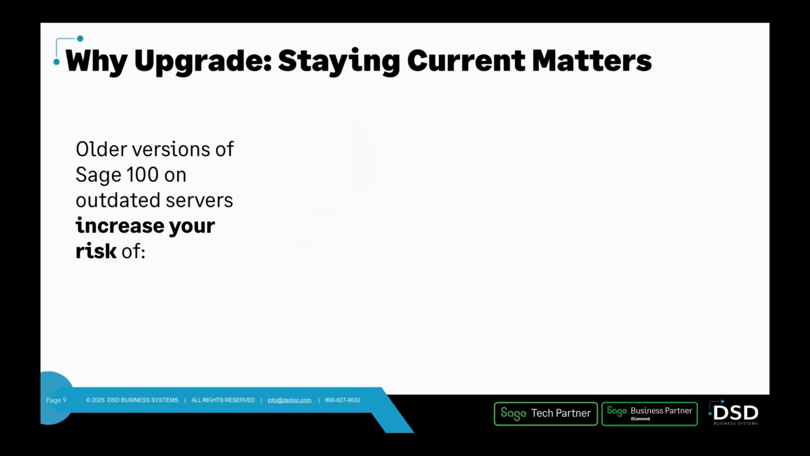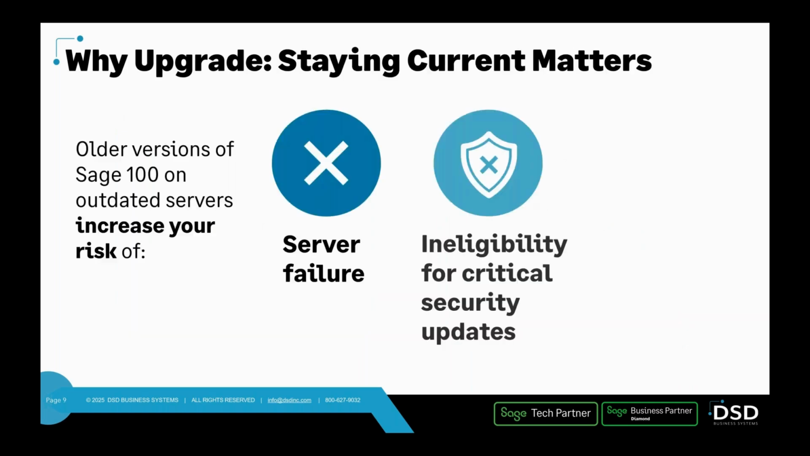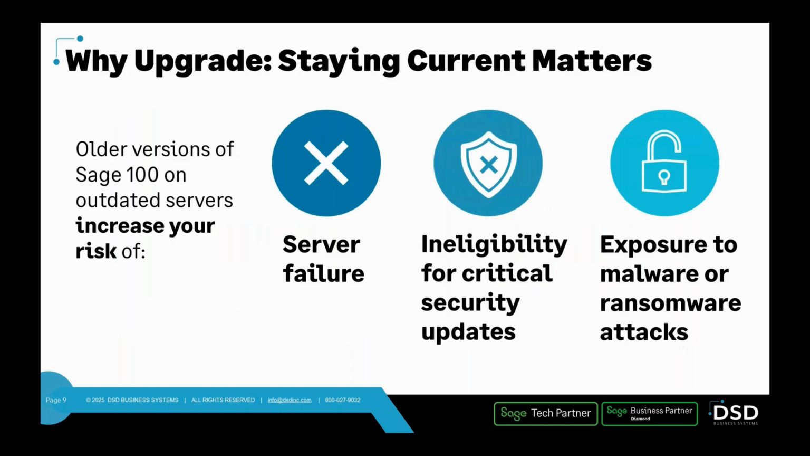I also want to call attention to something many businesses overlook, and that's the risk of running older versions of Sage 100 on outdated server hardware or unsupported operating systems. When your infrastructure is no longer receiving security updates, it opens the door to serious risks like malware and ransomware attacks, not to mention the potential for hardware failure. Staying up to date protects your investment in Sage and your business as a whole.